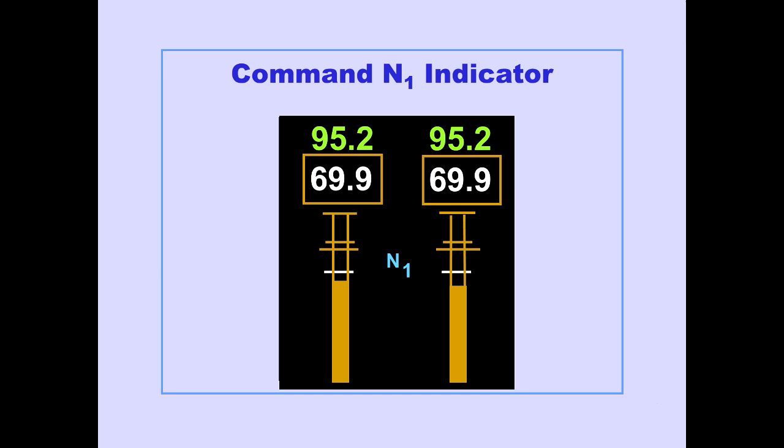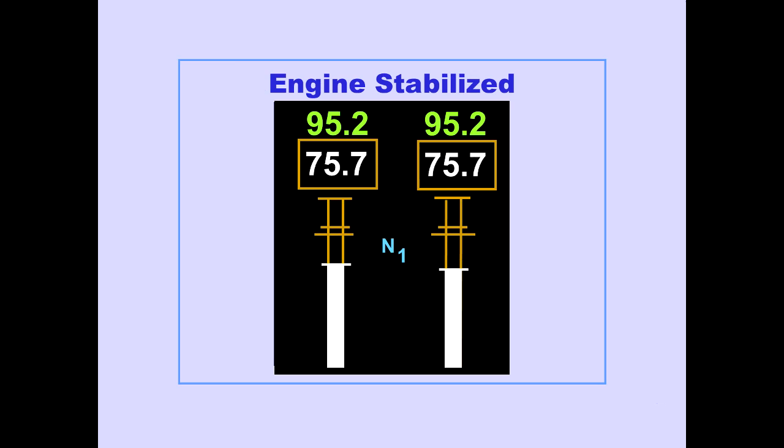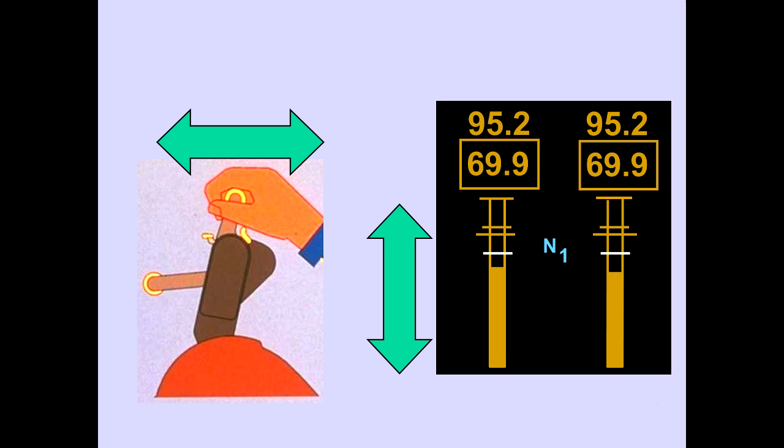The command N1 indicators display N1 RPM commanded by thrust lever position. When the engine is stabilized, actual N1 RPM equals the command N1 RPM. As the thrust levers are moved, the new command N1 RPM is displayed.